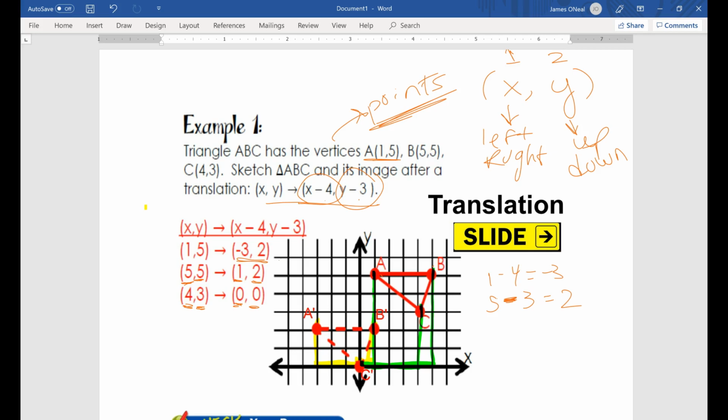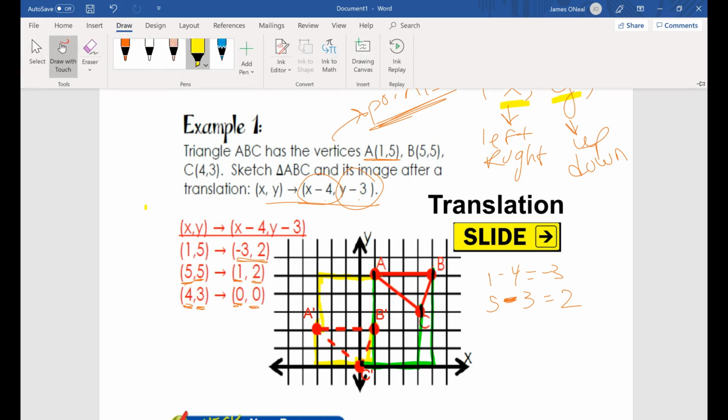Now watch this. This is something I'm throwing in there to make this make even more sense. So notice if I subtract 4 from the x, for the x, I go left and right. Subtracting 4 moved A to the left how many times? 1, 2, 3, 4. It moved A to the left 4 times, and then subtracting 3 means up or down. If I'm subtracting, I'm going down. It moved A 3 down. And notice that's where I ended up.